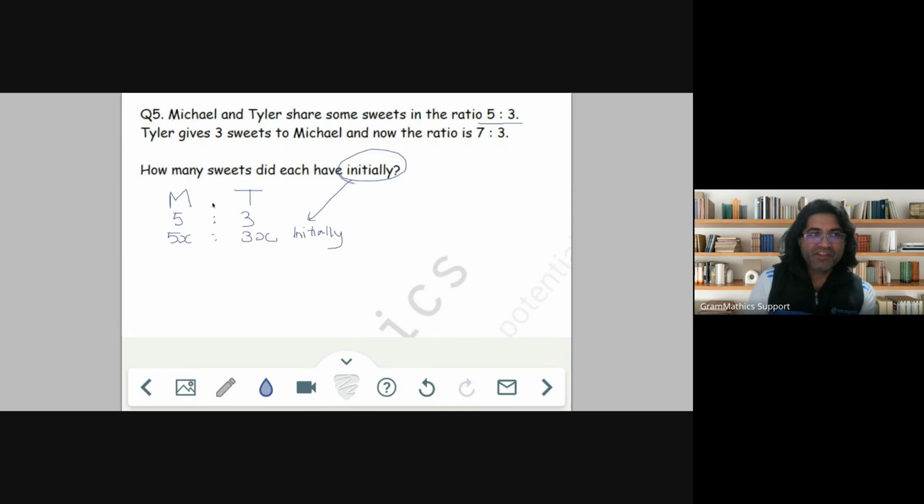Okay. So now this is initially, and what happened later? Tyler gives 3 sweets to Michael, which means Tyler has 3 less sweets, so 3x minus 3. And Michael has 3 more sweets because Tyler has given the 3 sweets to Michael, so Michael has 5x plus 3 sweets. Yeah?